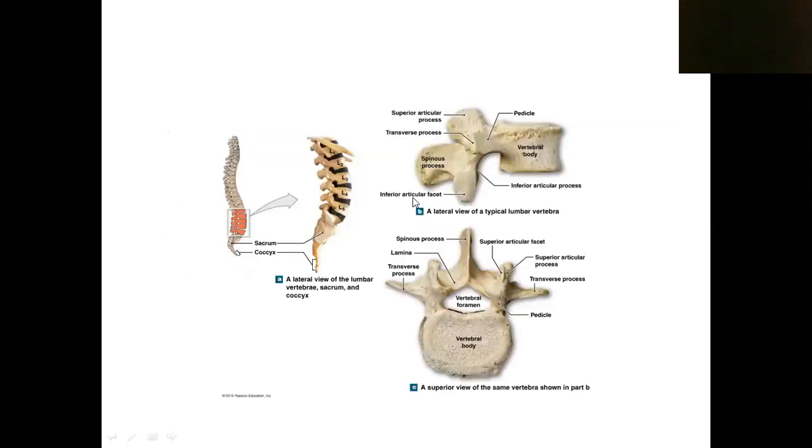So those are the features of a typical lumbar vertebra. A typical lumbar vertebra is what you have to read.